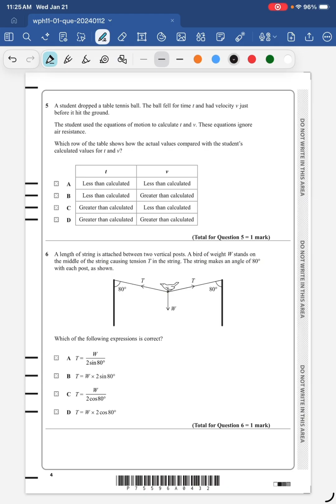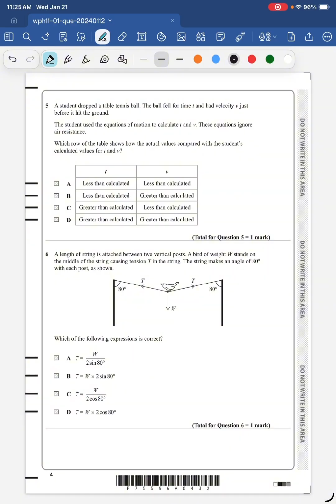A student dropped a table tennis ball. The ball fell for time t and had velocity v just before it hit the ground. The student used the equations of motion to calculate t and v. These equations ignore air resistance. Which of the table shows how the actual values compare with the student's calculated values for t and v?